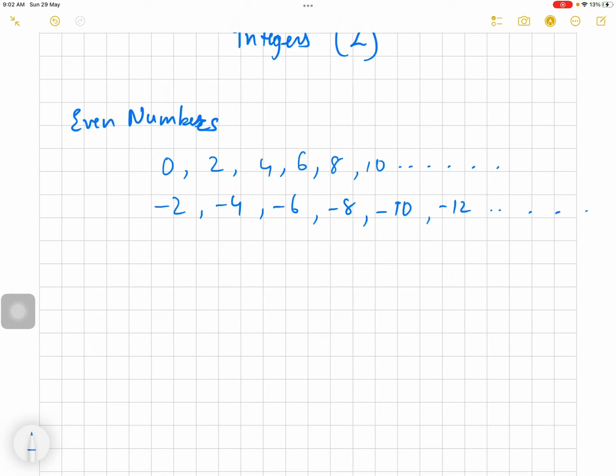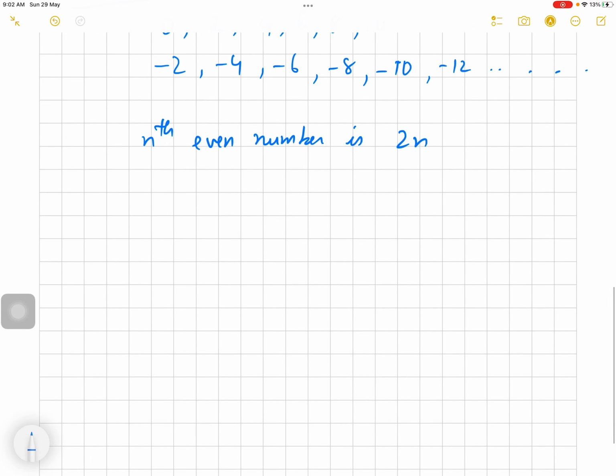So when it comes to even numbers, the nth even number is 2n. What do I mean by saying this? Now which is the third even number? The third even number will be 3 into 2, because n is 3, multiplied by 2. So the third even number is 6.